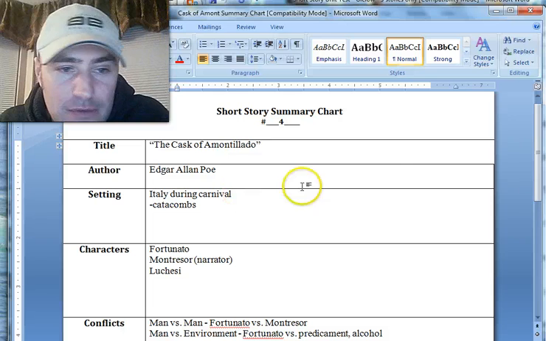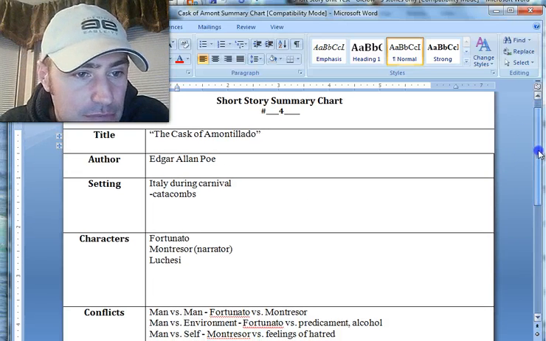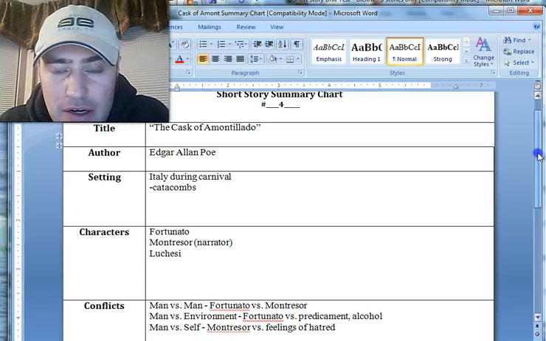Title is The Cask of Amontillado. Edgar Allan Poe is your author. It is important to know him as an author. Setting is in Italy during the carnival season.